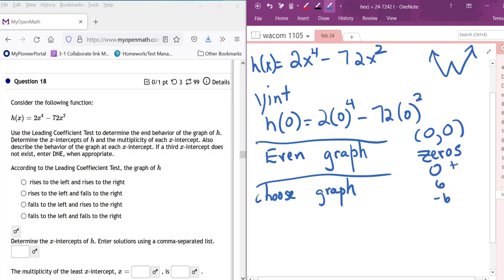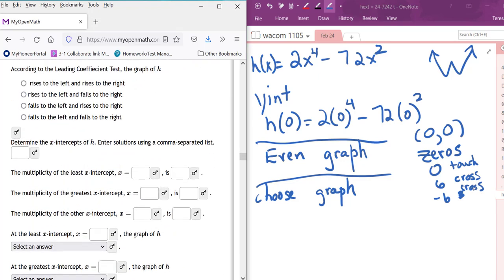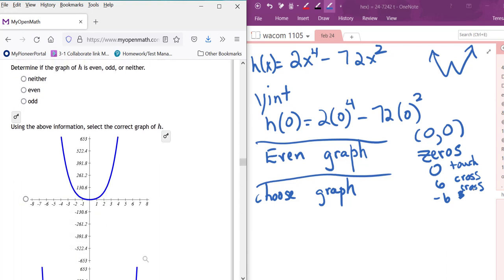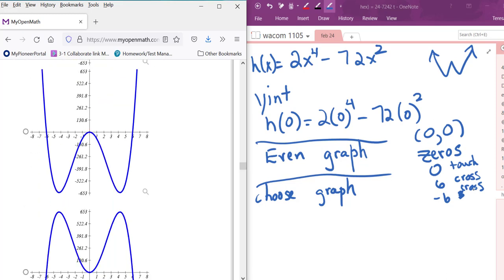And this one, it's going to touch and turn. The other two, it's going to cross. So that is actually going to rule out the first one, looking at the pictures. All right, it does go up on both ends, rises on both, but it touches at 0, but it doesn't have the other 2 zeros. So that one's out. This one is a possibility. It looks like a W. It touches at 0 and turns, and our other places are 6, and it crosses, -6, and it crosses. The second one is going to be our choice.